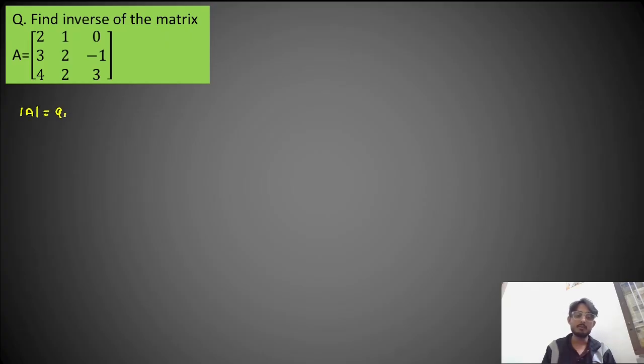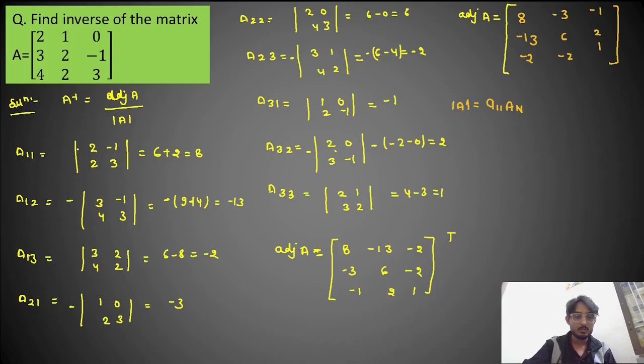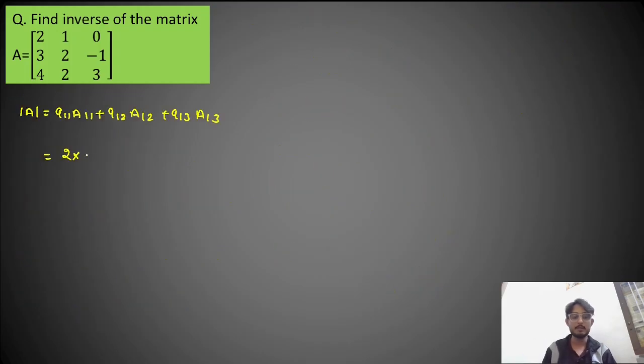The determinant of A equals A11 multiplied by A11 plus A12 multiplied by A12 plus A13 multiplied by A13. What is A11? A11 is 2, and the cofactor of A11 is 8. So 2 into 8, plus A12 equals 1, and here the cofactor of A12 equals minus 13, so 1 into minus 13, plus A13 equals 0, and here the cofactor of A13 equals minus 2. 8 2s are 16, 13 ones are 13, plus 0. 16 minus 13 equals 3.